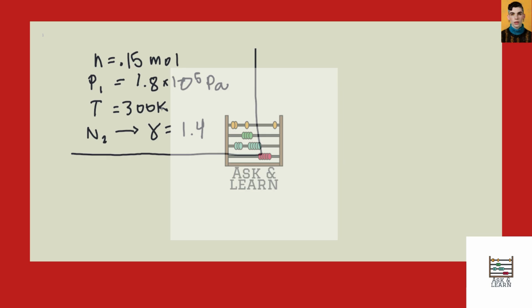So just the number of moles, the initial pressure, initial temperature, and also the fact that it's nitrogen and it's a diatomic molecule. We know we need to use gamma is 1.4 for the heat capacity calculations. I looked that up in a table in chapter 19 and wrote it down. So anyway, part A, our little PV diagram.